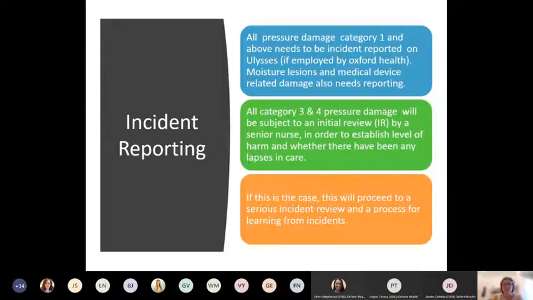So category 3 and category 4 pressure damage is going to be subject to an initial review by your CDL or senior nurse to establish if any level of harm happened, were there any omissions, and is there anything that needs investigating. If there is, that's when it would go to a SIRI for further investigation.